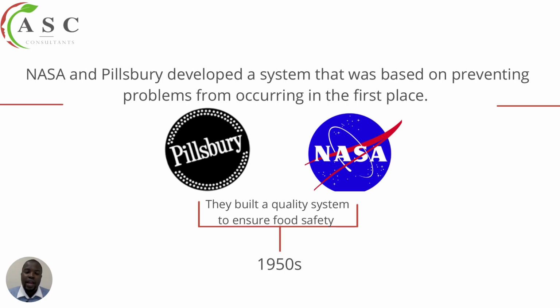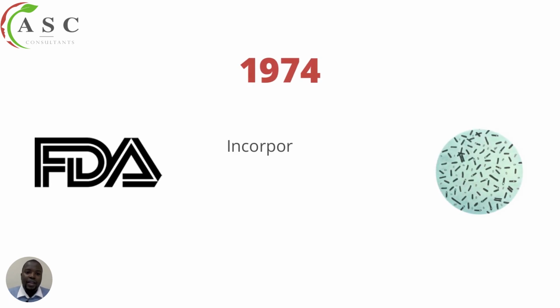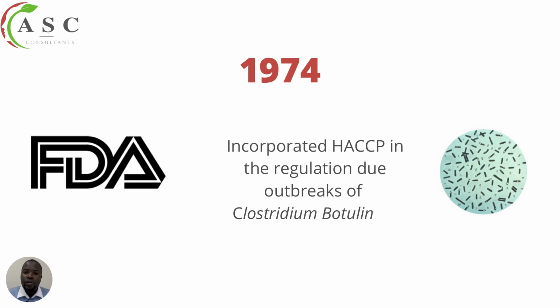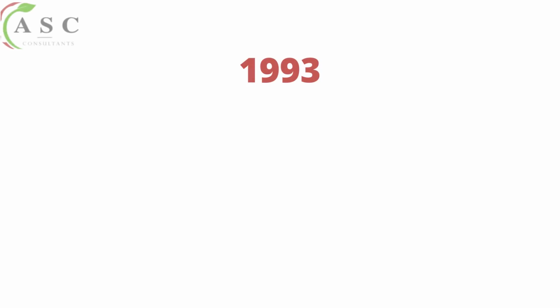So they developed this proactive system to anticipate what problems could occur with certain foods, and then eliminated those foods that were high risk and only allowed them to take food that would ensure that they do not get sick easily, by looking at what risk each food item poses to the consumer. Then in 1974, the FDA incorporated HACCP in the regulations due to an outbreak of Clostridium botulinum, which can lead to paralysis if it worsens. So it's a very dangerous bacteria that can cause a very serious disease.